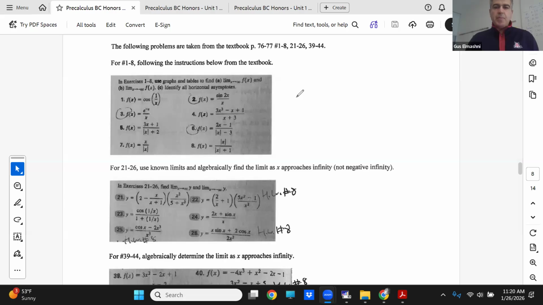Yeah, so for number two, parts A and B, I would say zero in each case. So for part C, I would say y equals zero is your horizontal asymptote. So if that makes sense for that one.